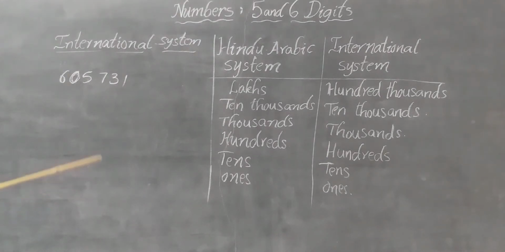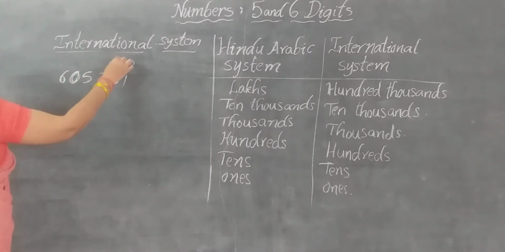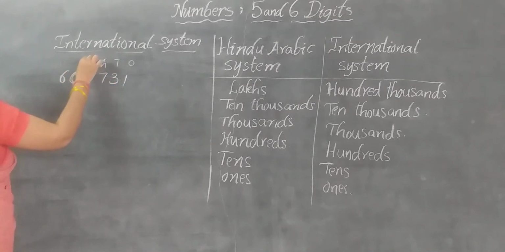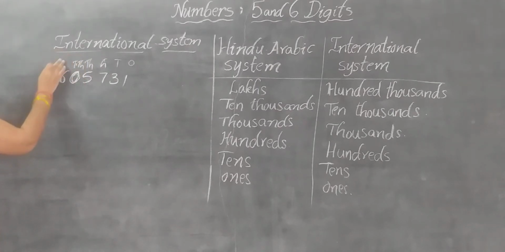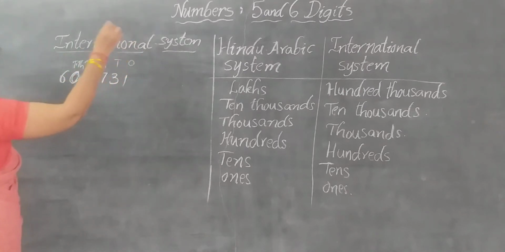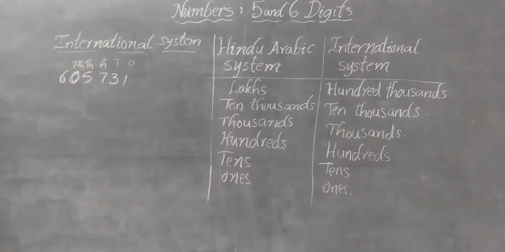Say the place values. Say the places. Ones, then tens, hundreds, thousands. Next, 10,000s. Next, lakhs? No, because this is the international system. So here 100,000s. Comma after 3 digits. Okay. Now let's try to say the number name.